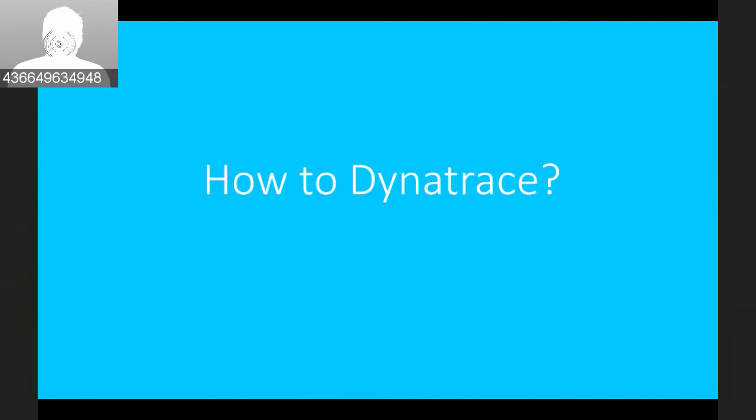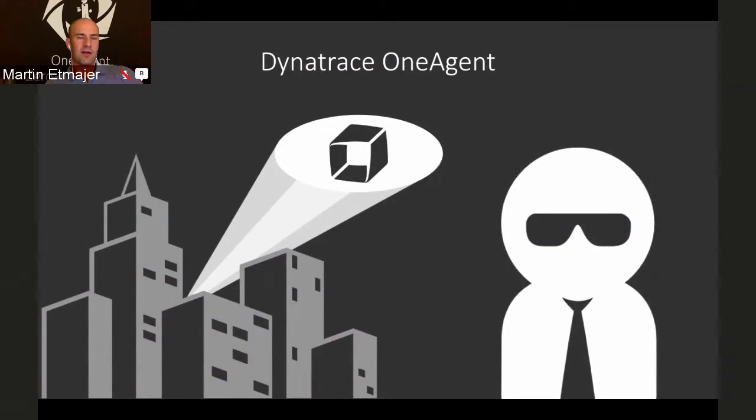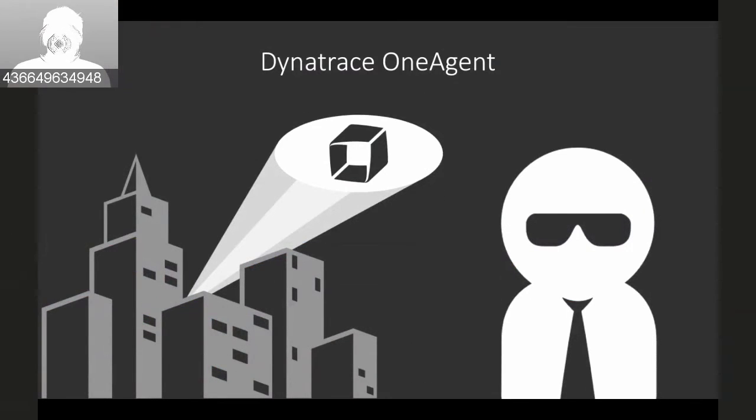Okay, so let me talk about how to get Dynatrace into OpenShift. Let me introduce you to Dynatrace One Agent. Dynatrace One Agent is our single agent technology that allows you to monitor your applications, your services, your processes, your Docker containers, your hosts, and the underlying infrastructure without any configuration, out of the box.